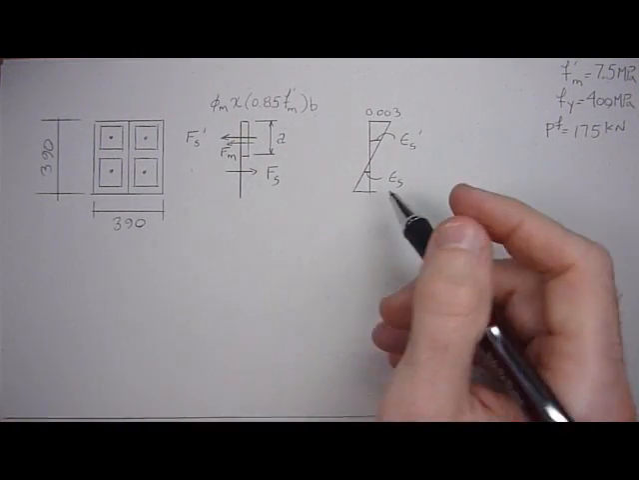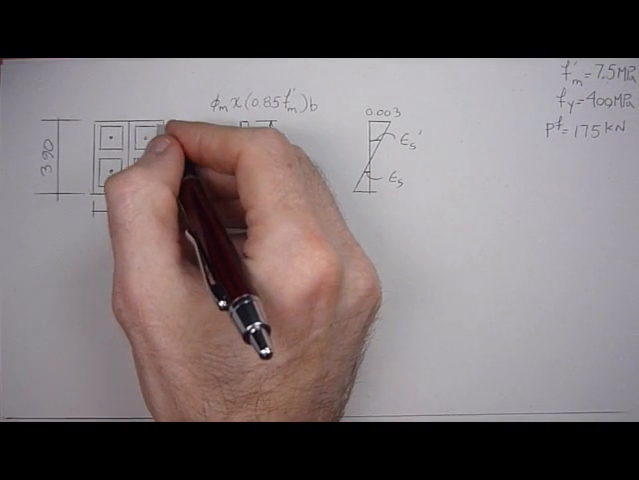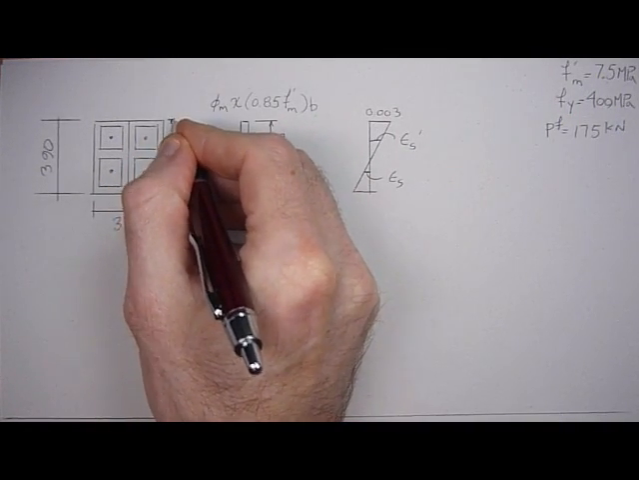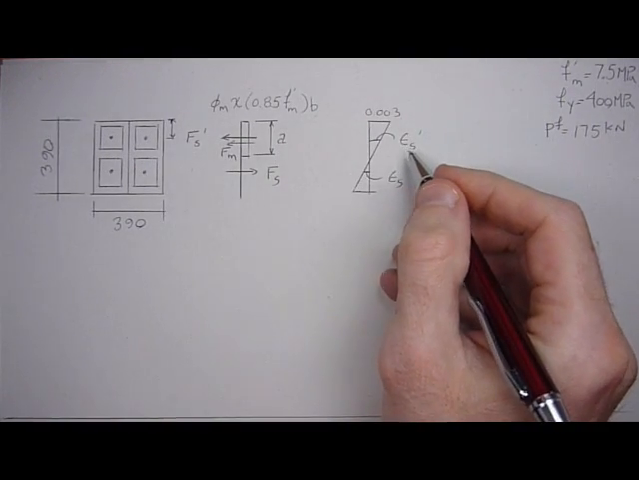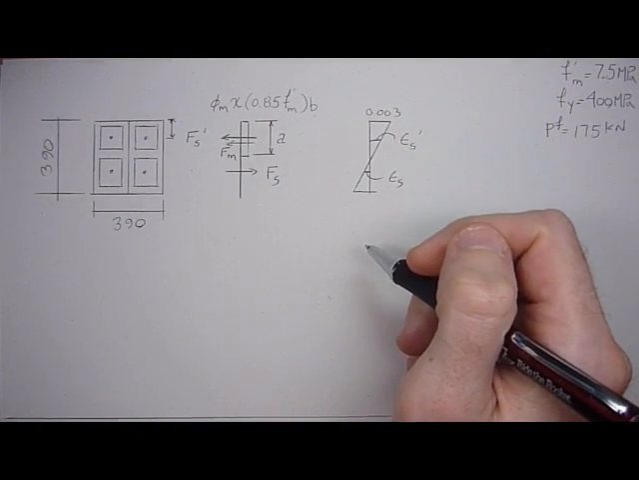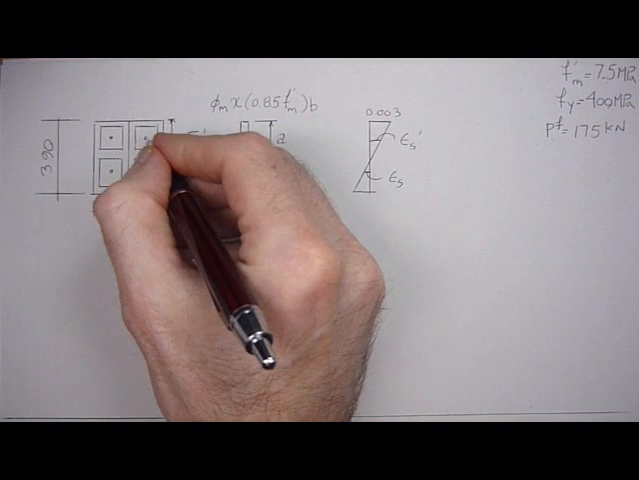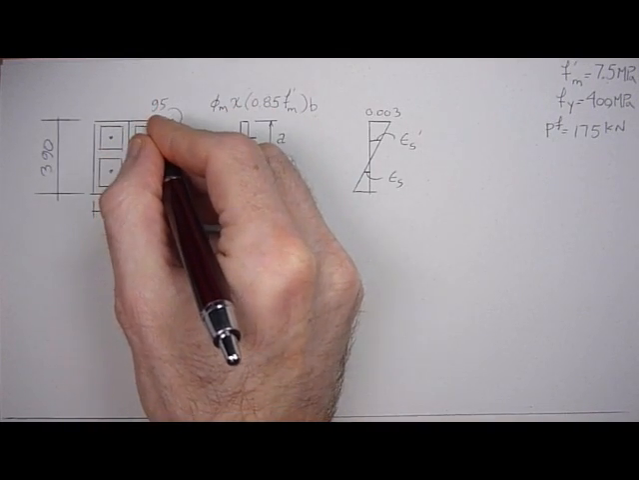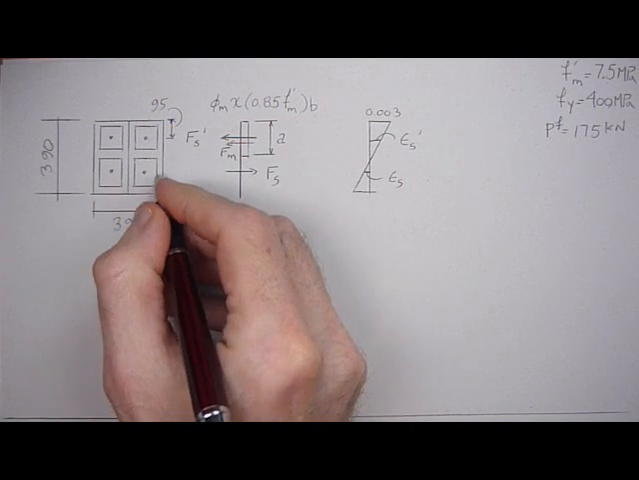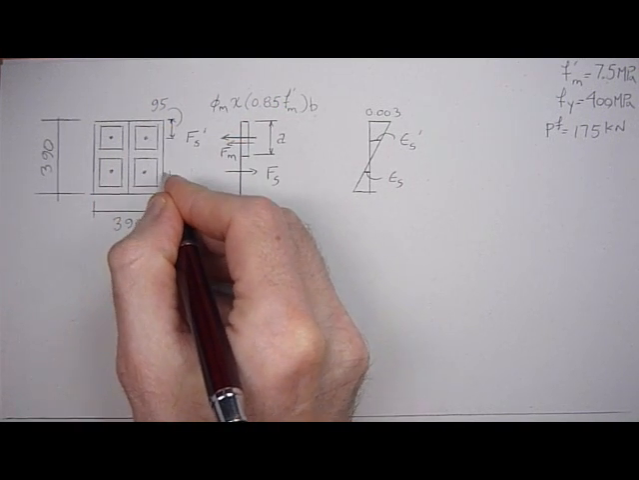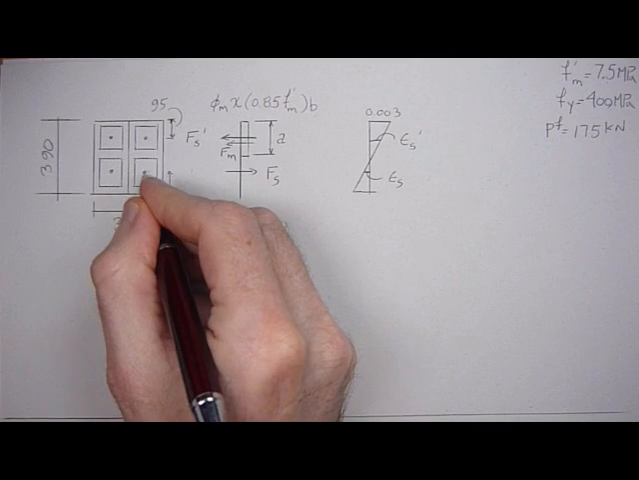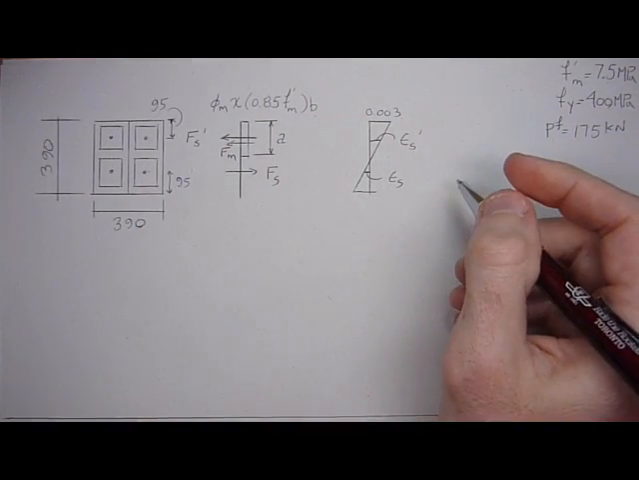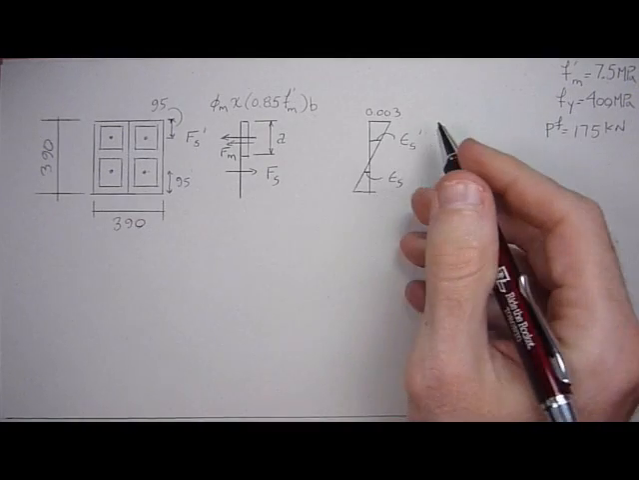So first of all, you want to determine what the strains are in the top and bottom steel, and this distance here is 95 millimeters from the top steel to the top of the section, and also it's 95 millimeters from here to the bottom of the section, 95. So let's start with the strain compatibilities.